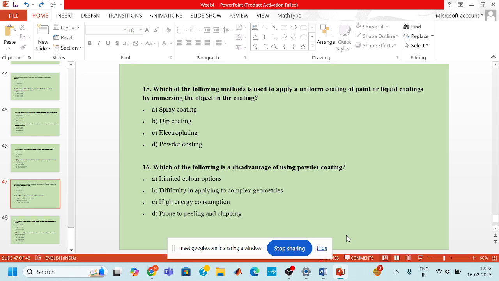Now the next question is, which of the following is a disadvantage of using powder coating? Options are A, limited color options. B is difficulty in applying to complex geometries. C is high energy consumption. D is prone to peeling and chipping.